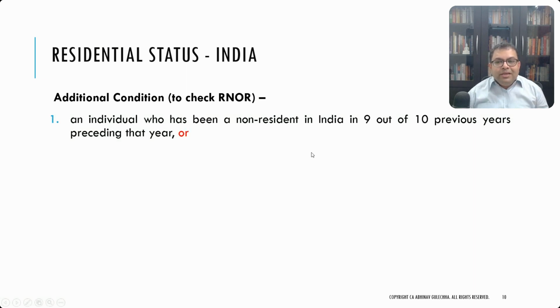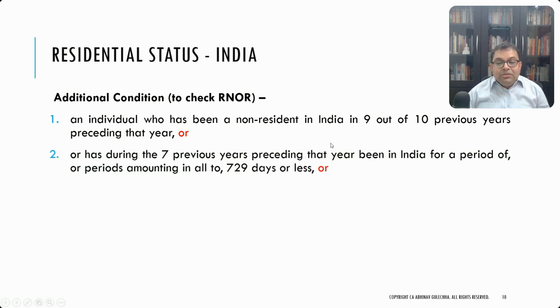Now, the additional condition is, first, an individual who has been a non-resident in India in 9 out of 10 previous years. So this needs to be carefully checked, right? 9 out of 10 years preceding that year, or has during the 7 previous years preceding that year been in India for a period amounting to 729 days or less.